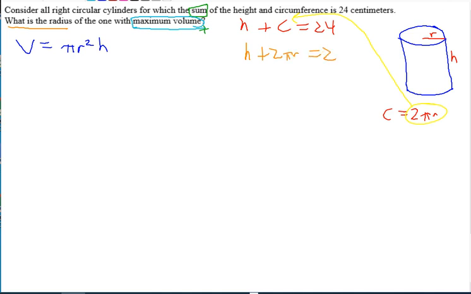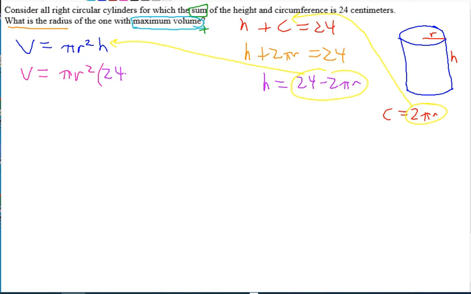has to equal 24. And then you can isolate either one to substitute in, but probably the h is going to be easier to isolate. And notice it'll be a little easier when we substitute in because then we don't have to square it like we would for r. So h, if you just subtract the 2 pi r, would be 24 minus 2 pi r. And then you can substitute that in to replace the h in our main equation, volume, which is what we're trying to maximize. So now we've got the volume is pi r squared times 24 minus 2 pi r.